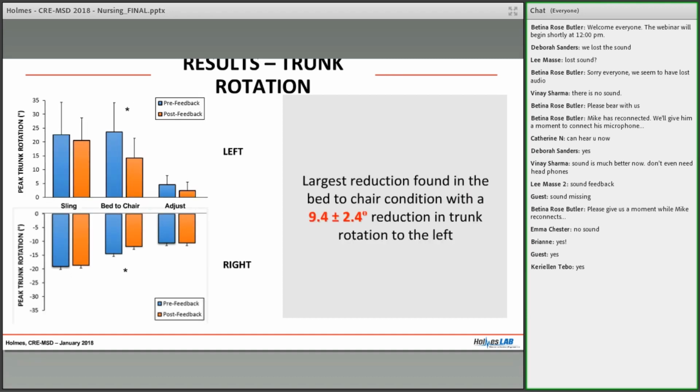In terms of trunk rotation, this was some of our largest reductions. We found from pre to post that the bed to chair task had a reduction of almost 9.5 degrees of trunk rotation, in particular to the left. And there were significant differences as well for trunk rotation to the right.